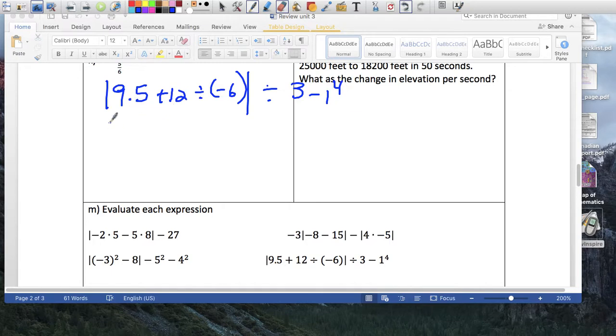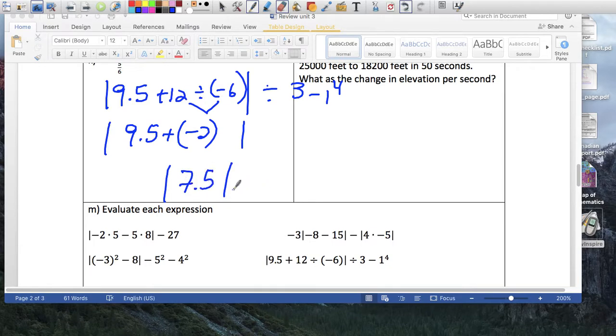All right, so inside these two brackets, I have a choice of addition and division. You have to do the division first. So 9.5 plus, and 12 divided by negative 6 is negative 2. I put that in parentheses. 9.5 plus negative 2, there's more positive, so I know my answer is positive. So 9.5 plus negative 2 is going to be 7.5, right? And the absolute value of 7.5 is simply 7.5. That's how many units it is away from 0.